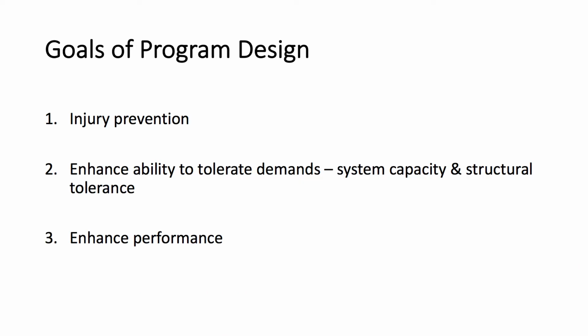There are three main goals of a program design. Firstly, to prevent injuries. Secondly, to enhance the ability to tolerate the demands of what that person is exposed to. And this is by developing a system capacity and structural tolerance. And lastly is to enhance performance. So these three goals should be the center of your program design. You want to ensure that you're creating a robust athlete that is injury-free and who can tolerate the demands of the sport well, with an enhancement in their performance.